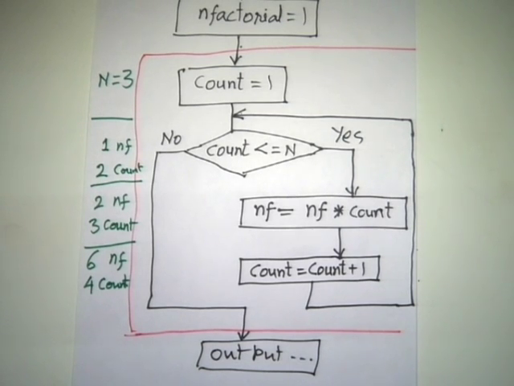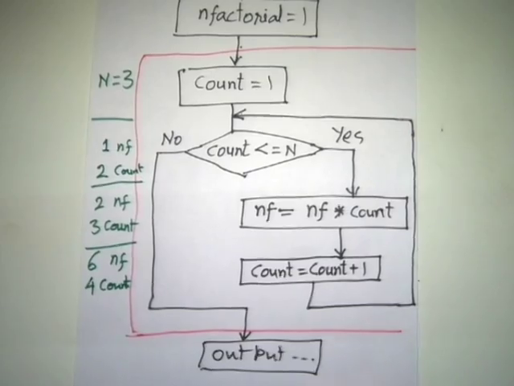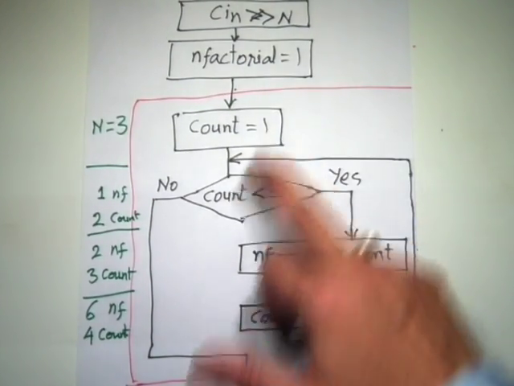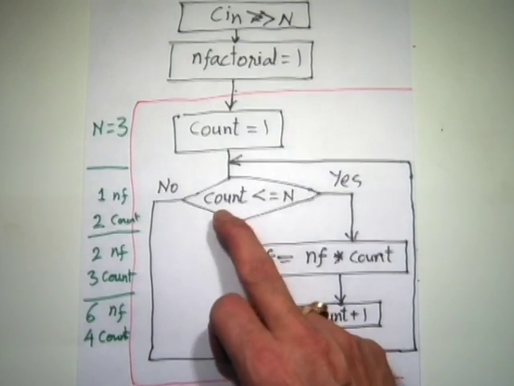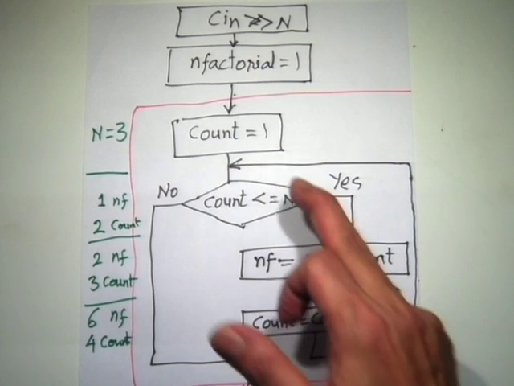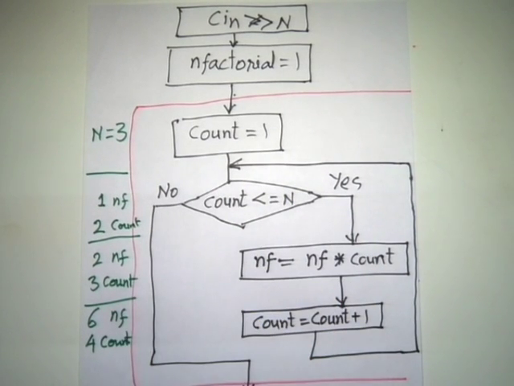Some special cases here. What if the value of n is 0? You start with n equal to 0 here. Come out here. Count is 1. Is count less than or equal to 0? No. So the answer will be no the first time itself. You'll come out. What will you print? 1. Factorial 0 is? 1. Good. Correct answer.